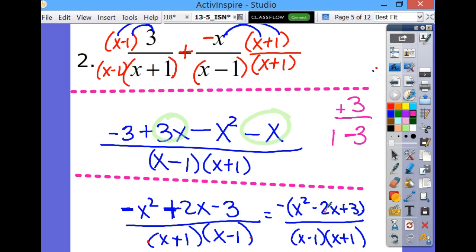However, does that multiply to get a positive 3? So if I put the signs like that, it multiplies for a positive 3, but now it doesn't add up to a negative 2 anymore. If I put the signs like that, it multiplies to a positive 3, but it still doesn't add to a negative 2. And so this does not factor anymore. It doesn't cancel anymore. That is the answer.